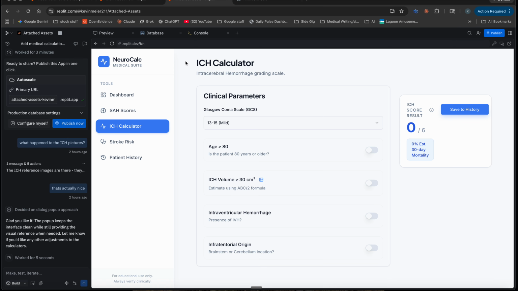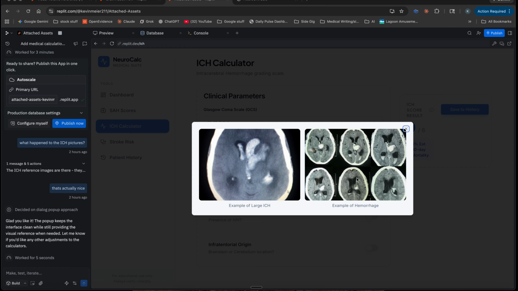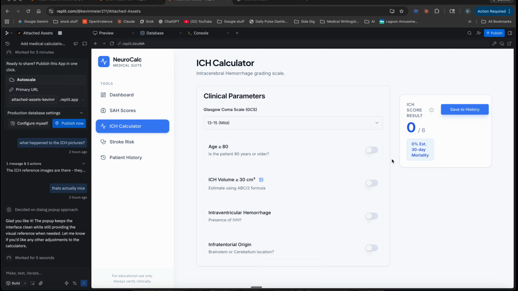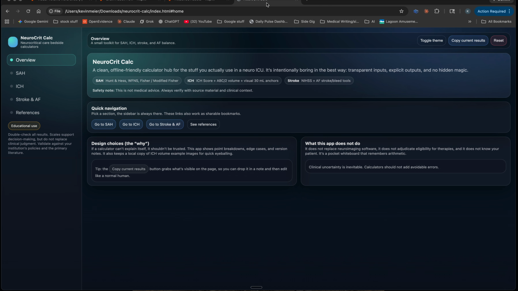The ICH calculator or the ICH score, kind of a flop here. For the visual estimator, it's pretty unusable. It's just some pictures of some hemorrhages. I don't know what to do with that. That's not helpful. And there's nowhere to actually calculate the volume. So kind of a flop there from Grok.